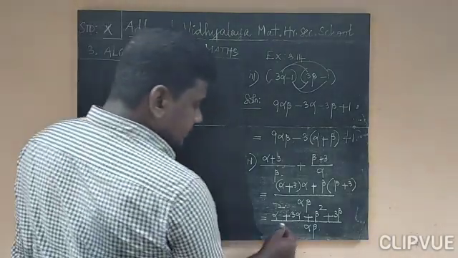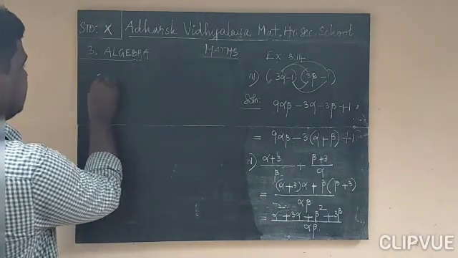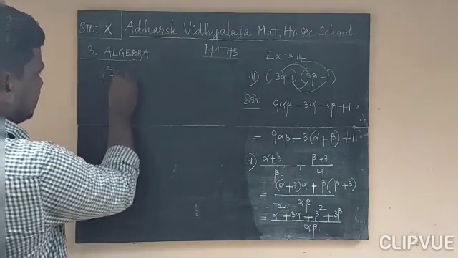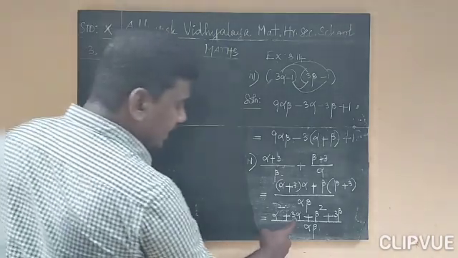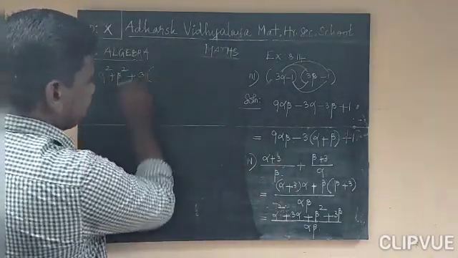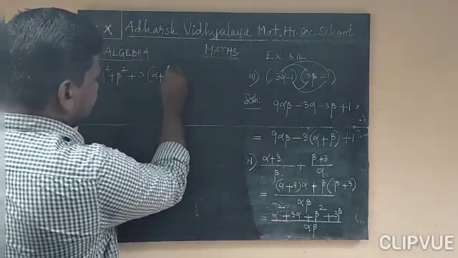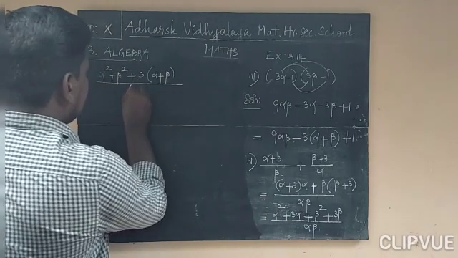Look at this expression. Here alpha square plus beta square. I'm going to write first alpha square plus beta square. And remaining we have plus 3 alpha plus 3 beta. And you know that 3 is the common factor. If you take that out, we have 3 of alpha plus beta divided by alpha beta.